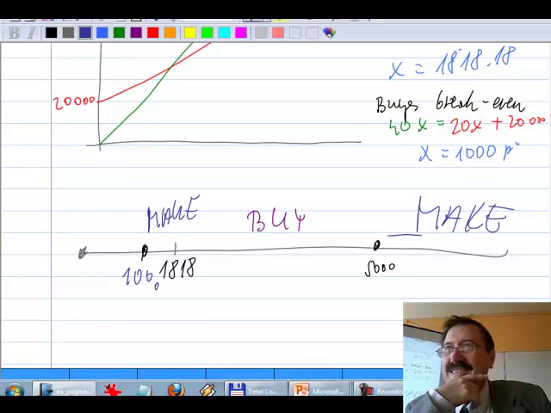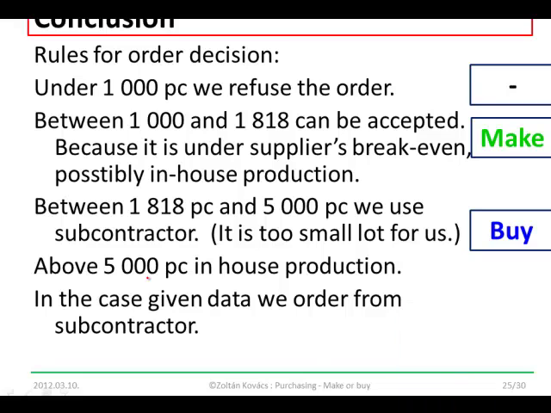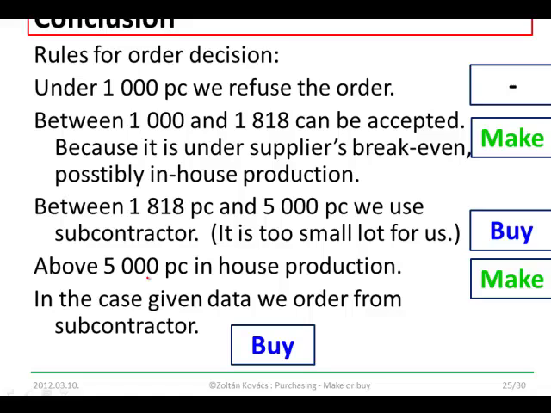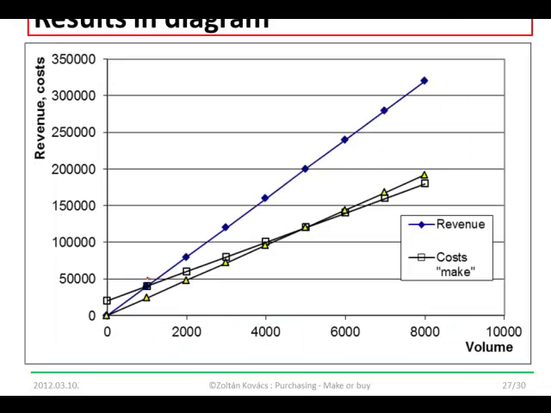Is it as simple as it looked before? No. And here you can see decisions in different situations: nothing, make, buy, and make. Those diagrams we have drawn you can also see in your handouts. Is there a question? No, thank you.